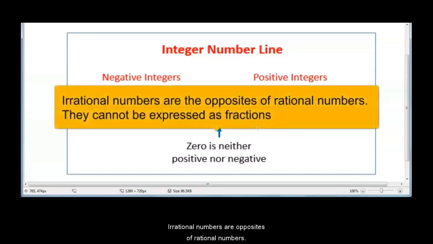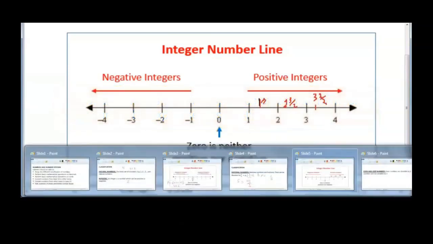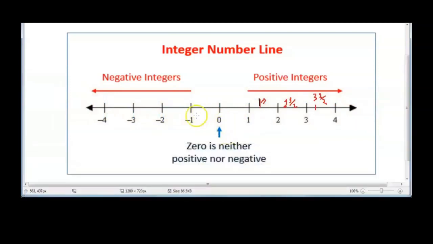Irrational numbers are the opposite of rational numbers. They cannot be expressed as fractions. So examples of irrational numbers are root 5, pi, root 2, and so on and so forth.